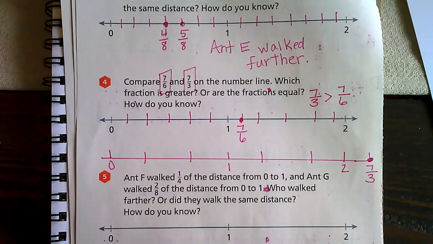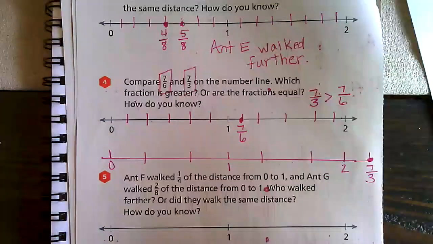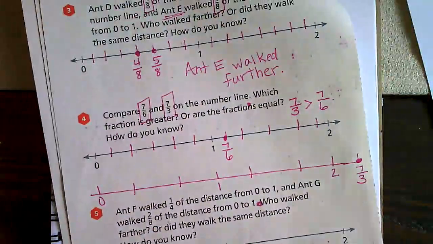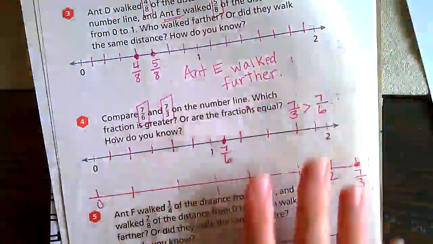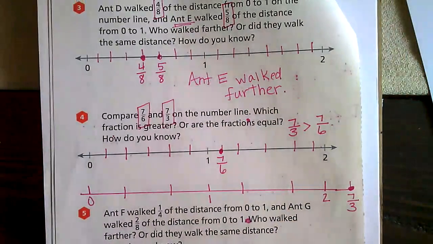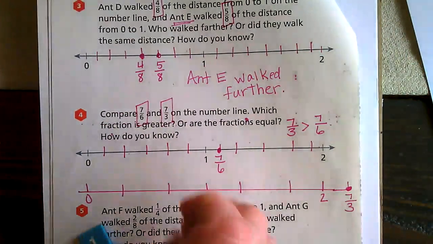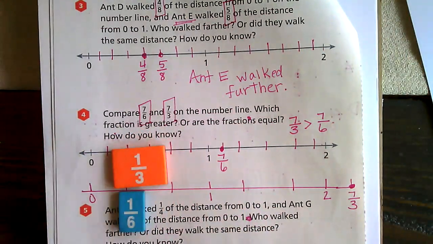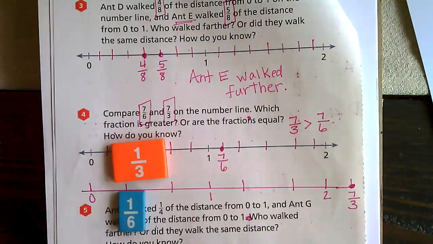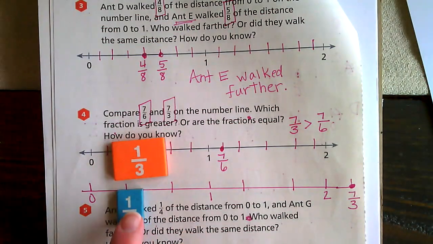Does that make sense? If you had your fraction bars, which you might by now in your little stash of goodies I put together for you, here's what 1/3 looks like, and there's 1/6. So thirds are much bigger than sixths. So it makes sense that 7 of these is greater than 7/6.